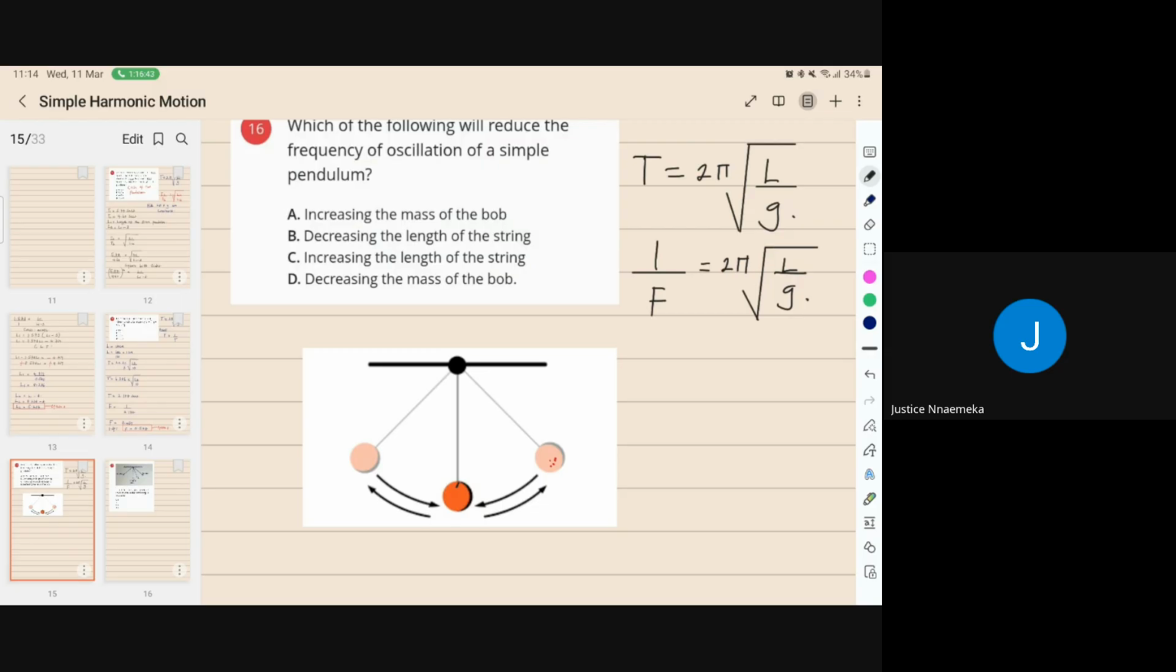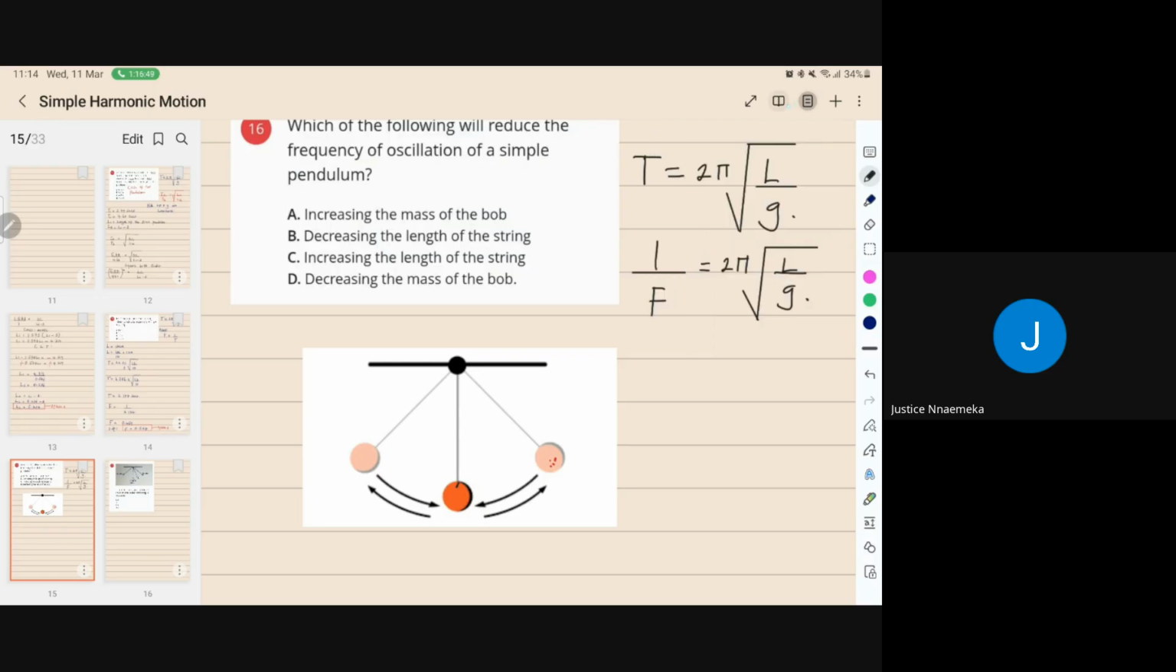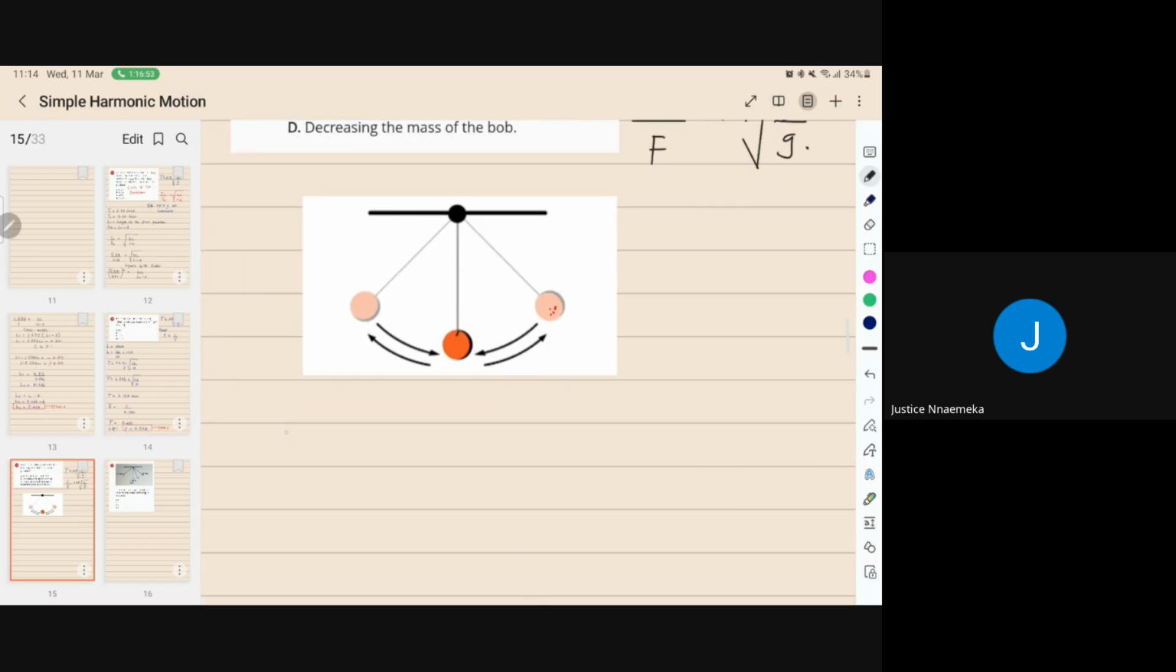So I'm going to circle this very one. When you increase the length, and I've explained why it is so, the longer the rope, the lower the frequency. Let me make that statement: the more the length of the rope, the more the length of the string, the lower the oscillations.